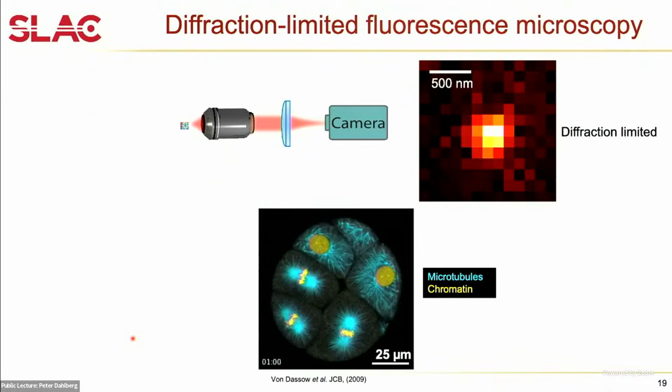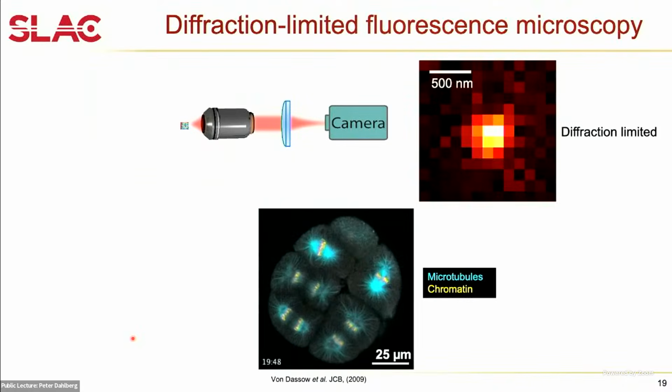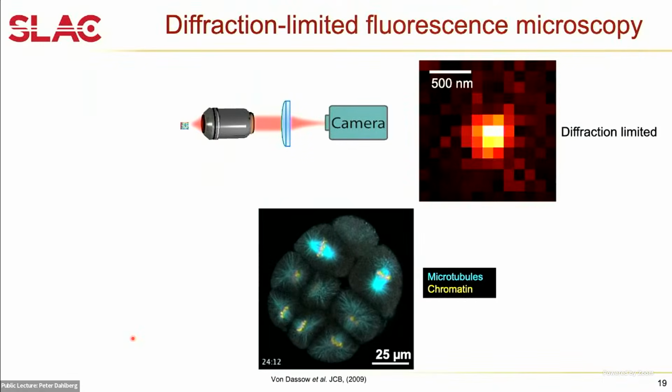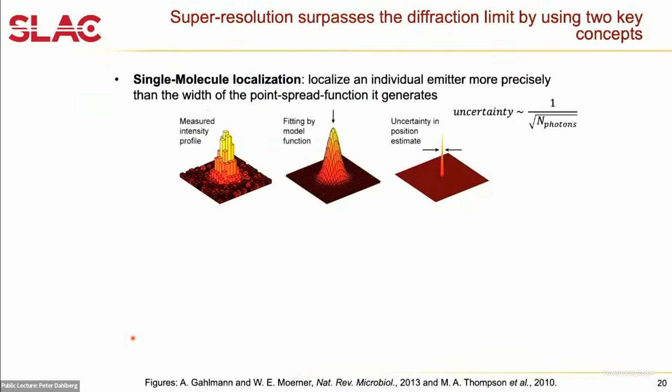But what if we want to go beyond the diffraction limit with fluorescence microscopy? Then we have to turn to something called super resolution fluorescence microscopy. There are several variants, several different types of super resolution fluorescence. The one I'll talk to you about today is what I would call single molecule-based super resolution. And all single molecule-based super resolution approaches really rely on two key concepts. The first key concept is this idea of single molecule localization.